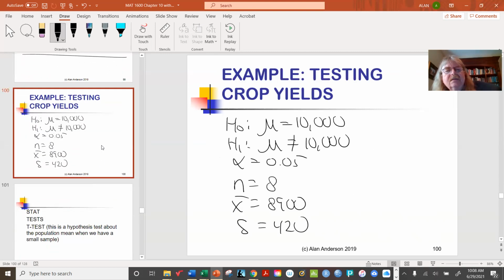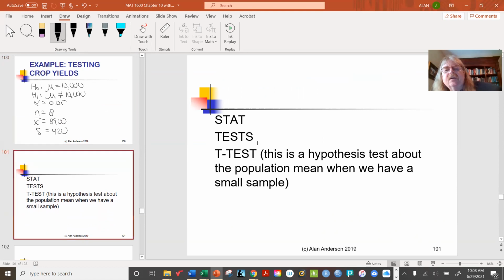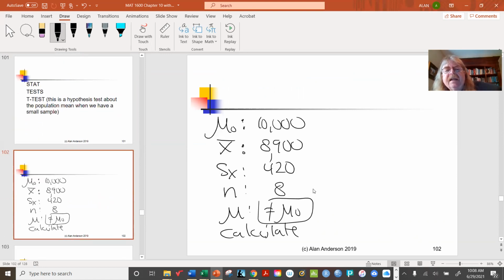And with the crop yields, this time, because we don't know the population standard deviation, we're going to use t-test, which is number 2 in the list. And again, you go through and type in all the numbers, but make sure this time you choose the two-tailed test. All right, so it's stat tests.